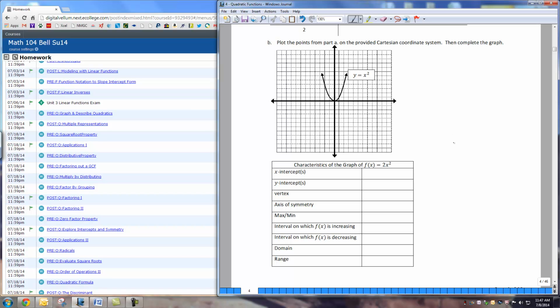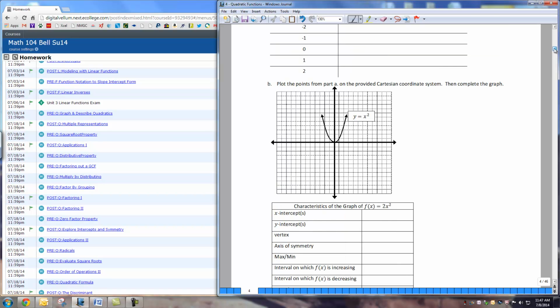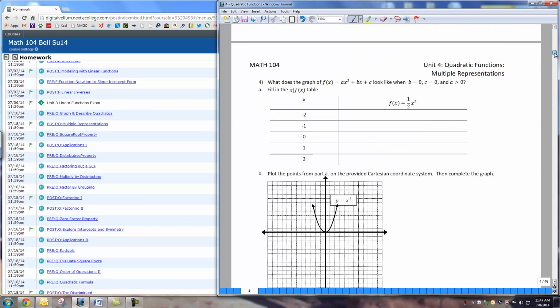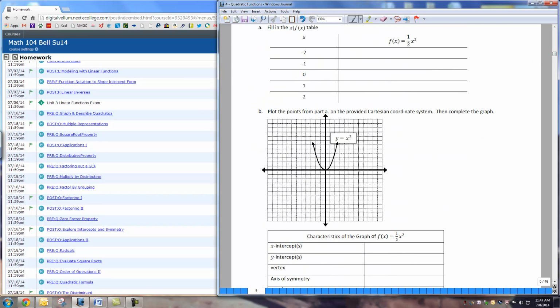Well, what we'll see when a changes is this just widens the graph out. And this one narrows the graph, right? So you can plug these values in, but our characteristics are all going to be exactly the same as the first example.